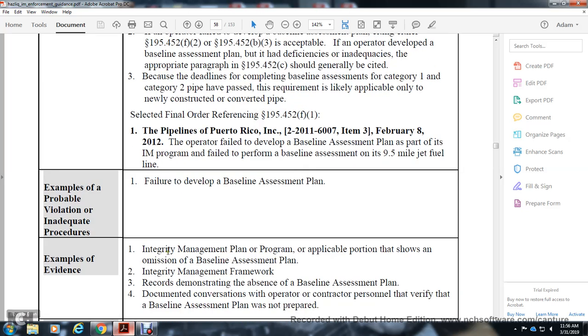An example of the evidence: 1, integrity management plan or program, the applicable portions, over the omission of the baseline assessment plan. 2, integrity management framework. 3, the records demonstrate the absence of the baseline assessment plan. 4, the documentation, conversation with the operator and with the contract personnel to verify the baseline assessment was not operated.